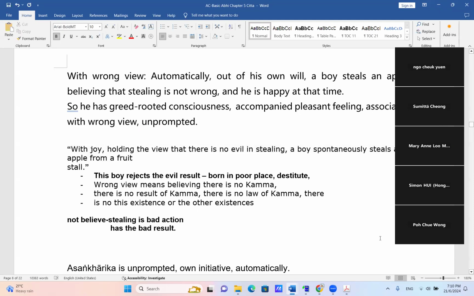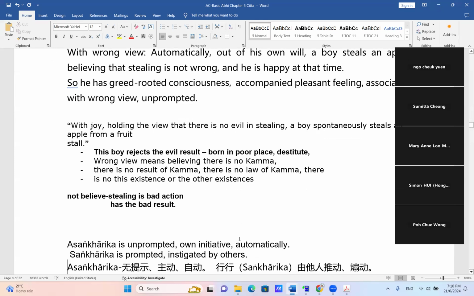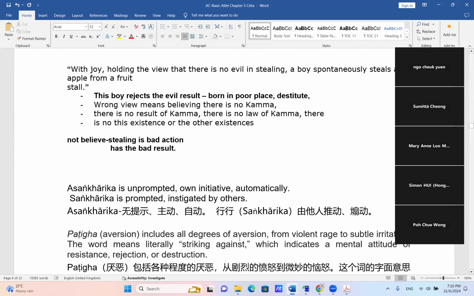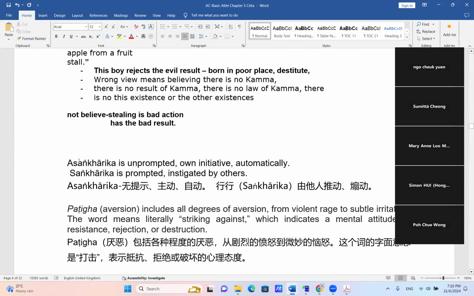Okay, now it's 7:10 already, 1.5 hours. So this is talking about wrong view. We have three factors. The first one is pleasant feeling or unpleasant feeling. The second one is with wrong view or without wrong view. The third one is asankharika and sasankharika, prompted and unprompted. Unprompted is very easy: on your own initiative, you do things automatically.